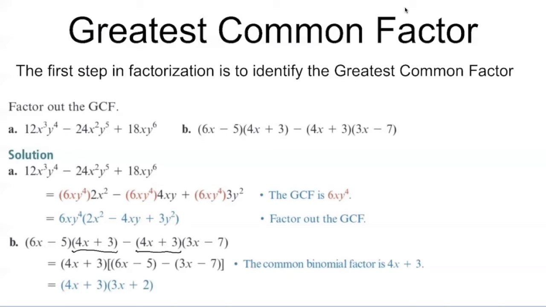Once we do that, we can also go further and simplify. Once we extract out the 4x plus 3, then we know that 6x minus 3x is 3x, and negative 5 minus negative 7 is positive 2, giving us our final result, which is a product of binomials: 4x plus 3 times 3x plus 2.